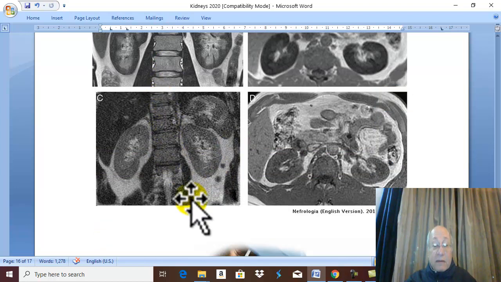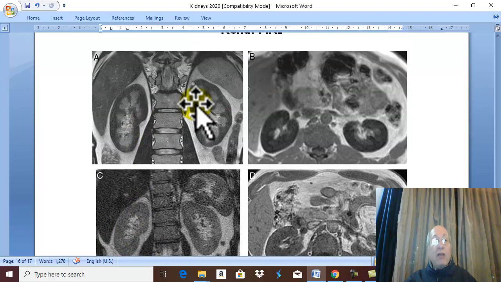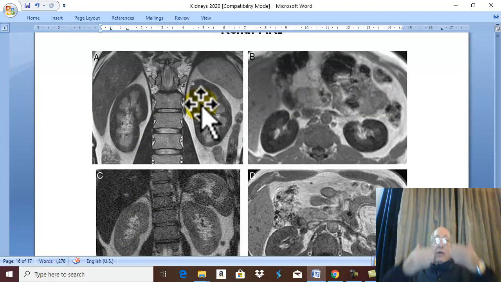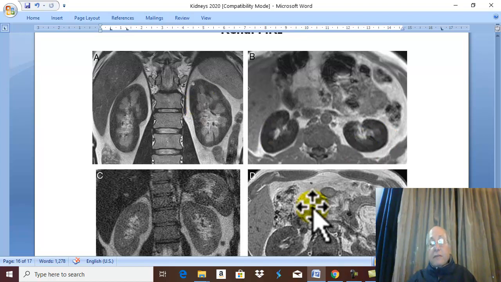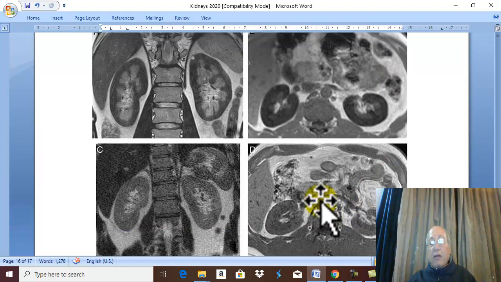And fat appears white in MRI. In MRI, we can take pictures in vertical sections, sagittal sections, or horizontal sections, like that. This is MRI, vertical sections in both kidneys, and this is a transverse section, MRI appearance of the kidney.